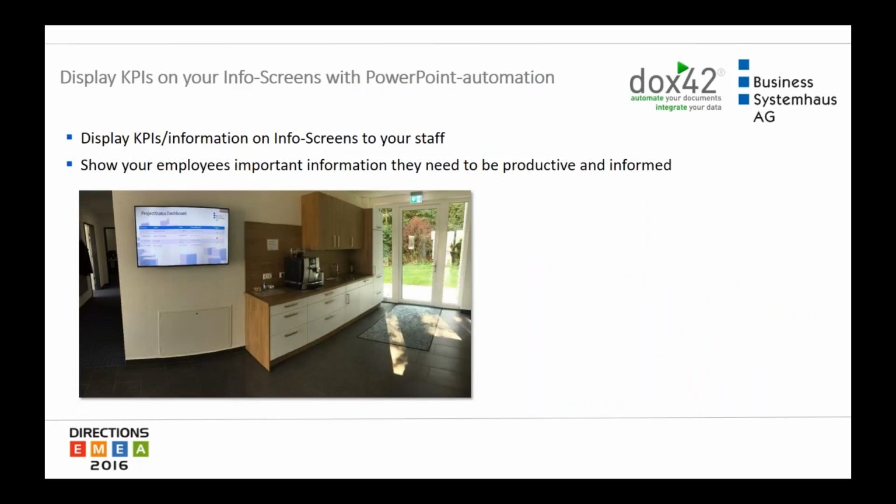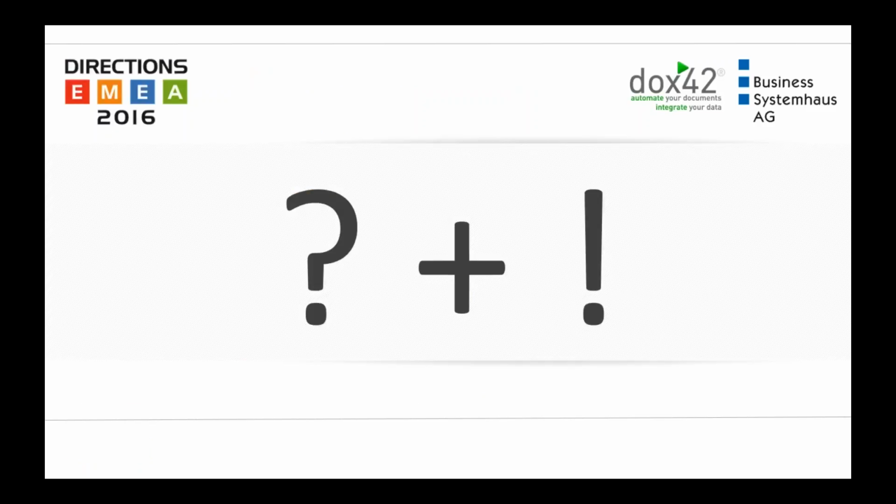What you can do with these presentations, for example, is to put them on an info screen. What you see here is the coffee kitchen of BSH in Bayreuth, and they are visualizing the project status of their running projects on an info screen, or KPIs of the company. But you can also imagine visualizing the status of machines, of productions, and so on, on an info screen. It's digital signage at a very low cost and very easy to realize. So this is just a few ideas of what you can do with dox42 and dox42 NAV Document Creator.